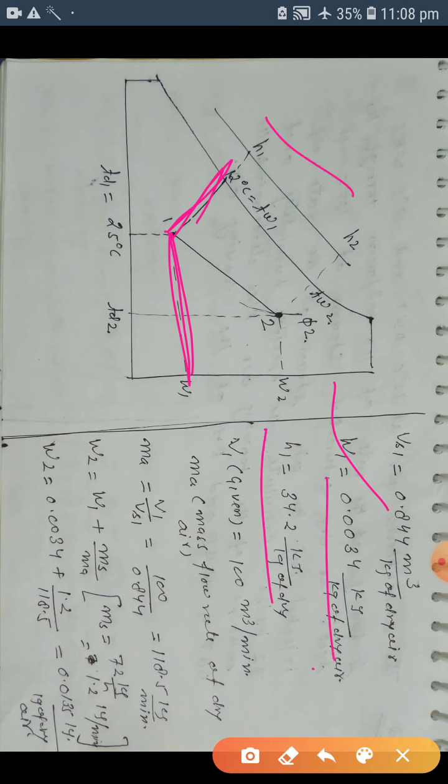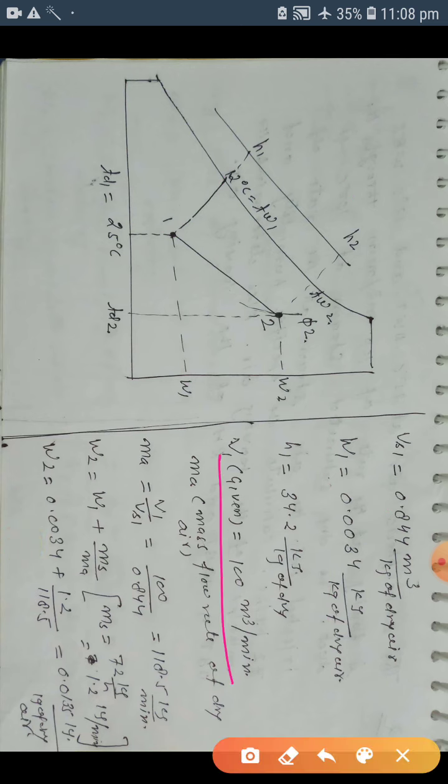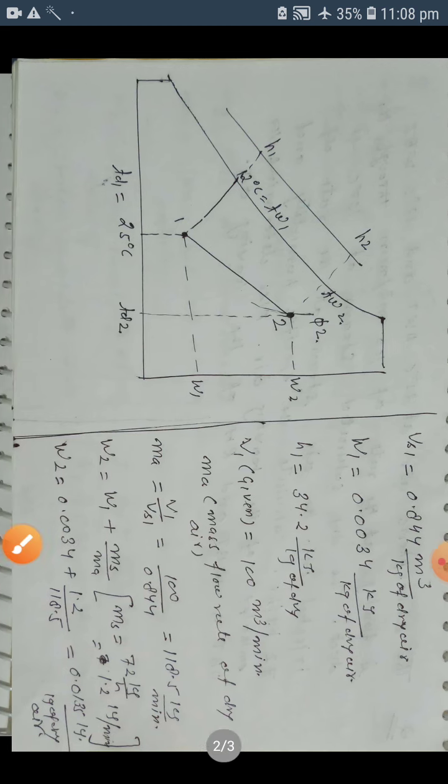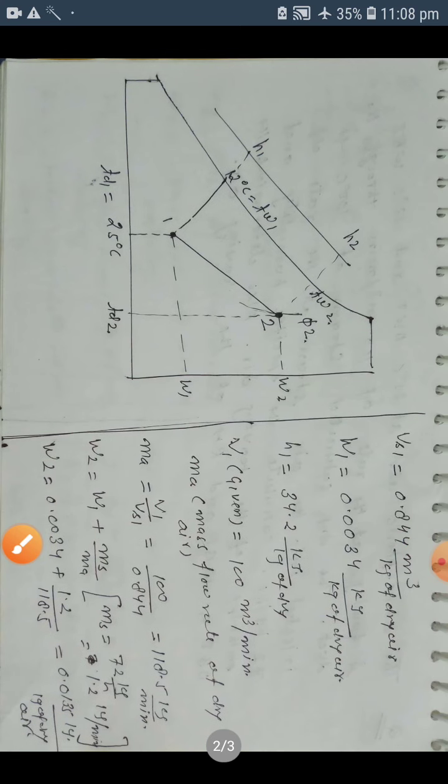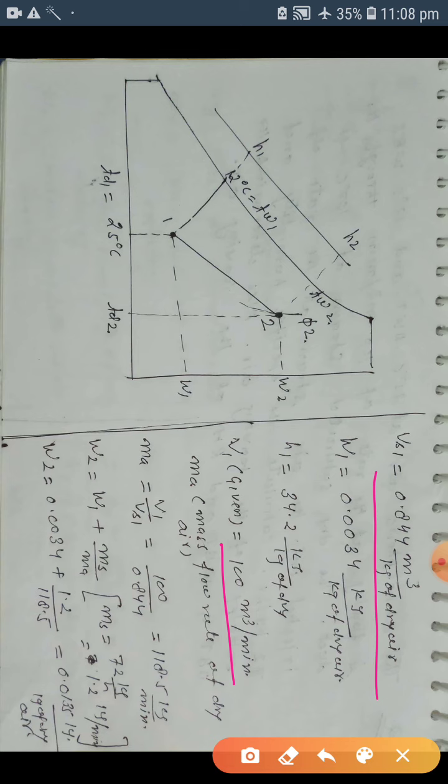Volume flow rate is given. V1 is given in the question, that is 100 meter cube per minute. This is the volume flow rate of the air, flowing at the rate of 100 meter cube per minute. This is in meter cube per minute. This is in meter cube per kg.